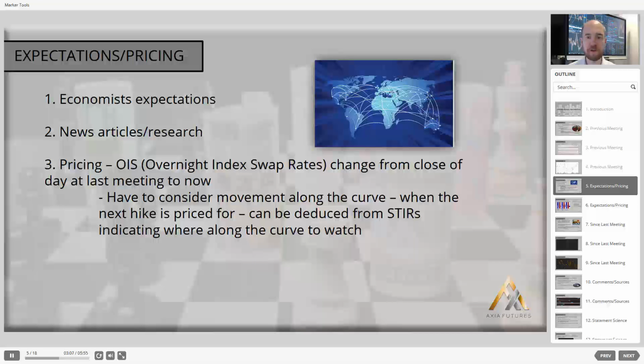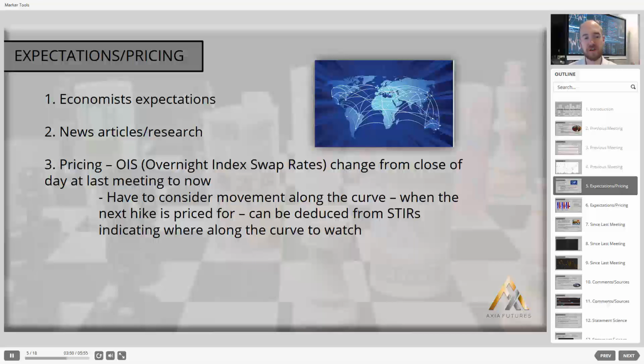So you can look at it from a general point of view in terms of how certain markets have moved in the period between the previous meeting and the meeting that you're about to get to. You can also look at distinct pricing, and this is mostly for rates. And you can see this from the OIS, overnight index swap rates. What you're looking for is the movement from the close of the previous meeting up until the current meeting that we're about to have. The idea is that the distance this has moved is showing the pricing of a rate hike.